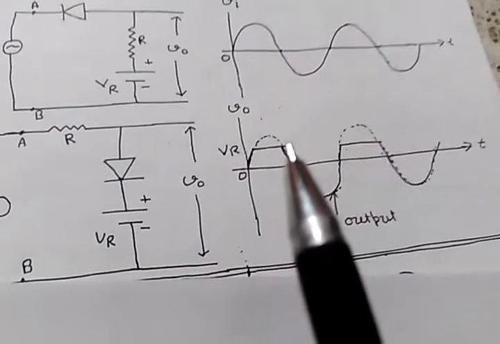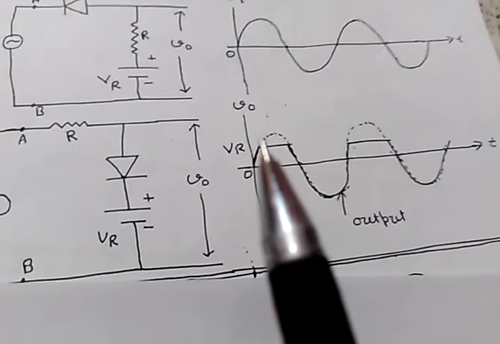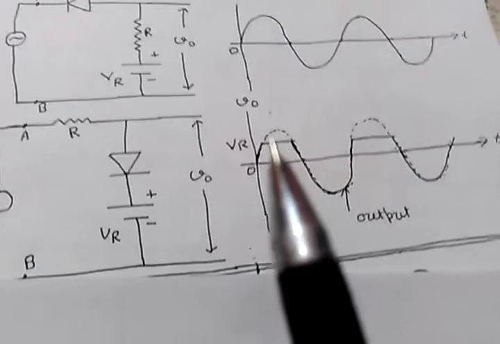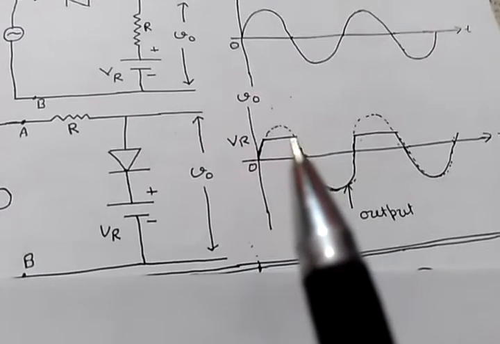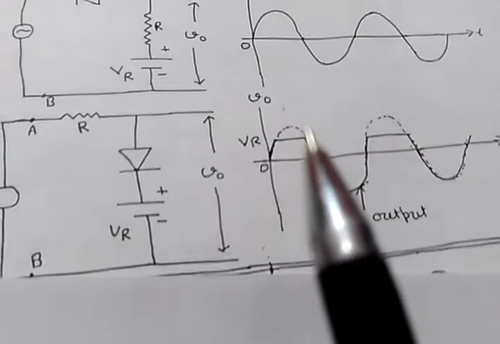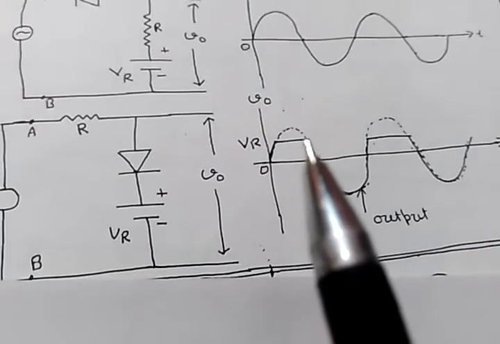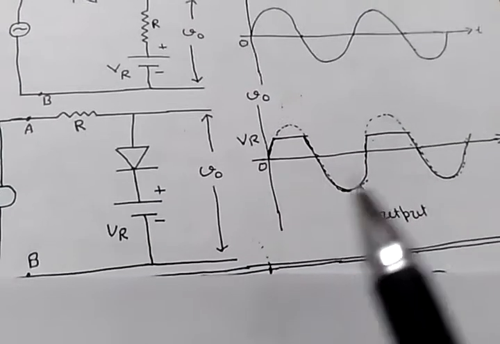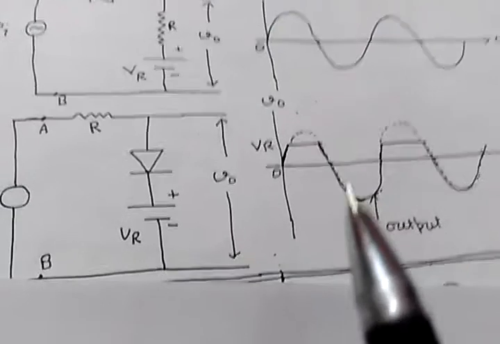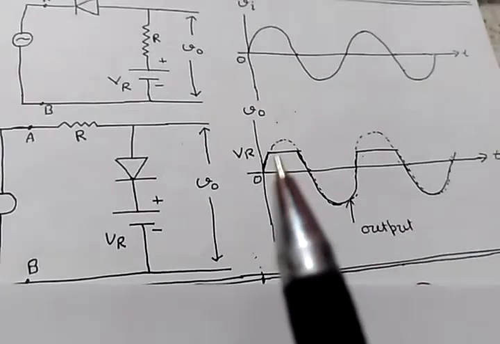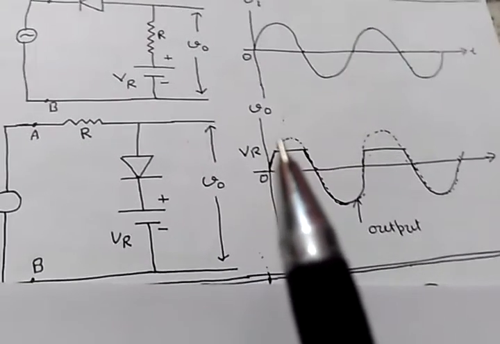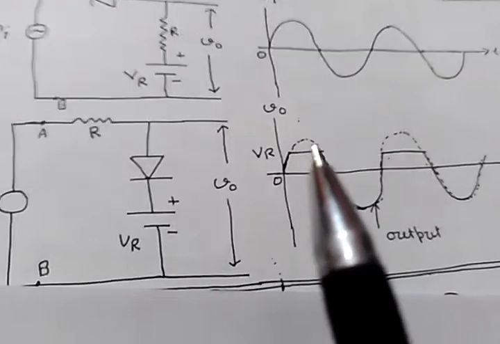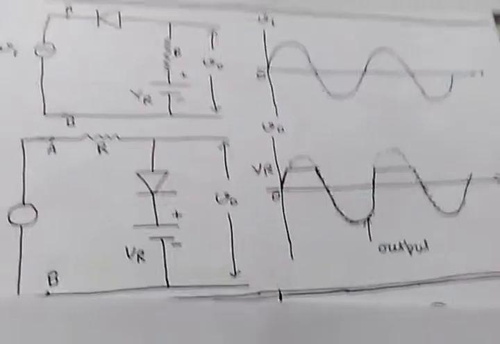In the positive half cycle, the input voltage above the VR, which is shown here by the dotted line, has been removed, and when the input voltage is below the VR, the output is the same as the input, and for the complete negative half cycle the output will be the same as the input. So in the waveform, in the positive half cycle, when the input is above the reference voltage level, it is clipped off at the output.